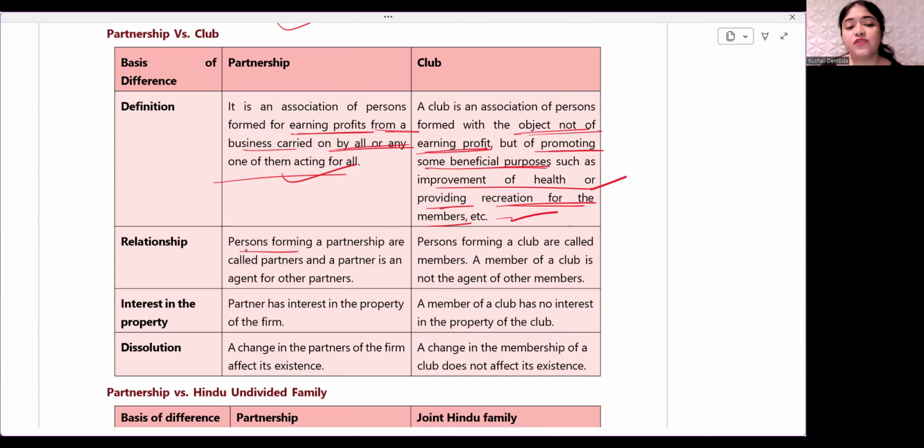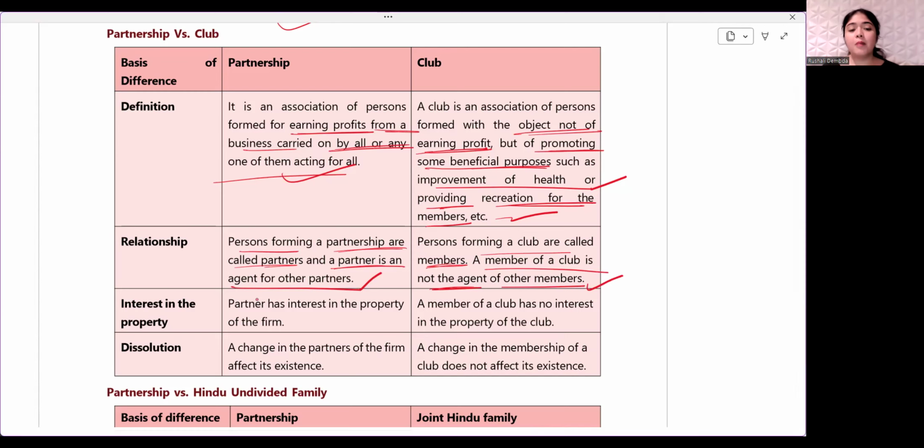Relationship. Persons forming a partnership are called partners, and a partner is an agent of other partners. Here they are called members. People who are forming a club are called members. A member of a club is not the agent of other members. He is not going to act on behalf of other members. He is just going to be a member of it.